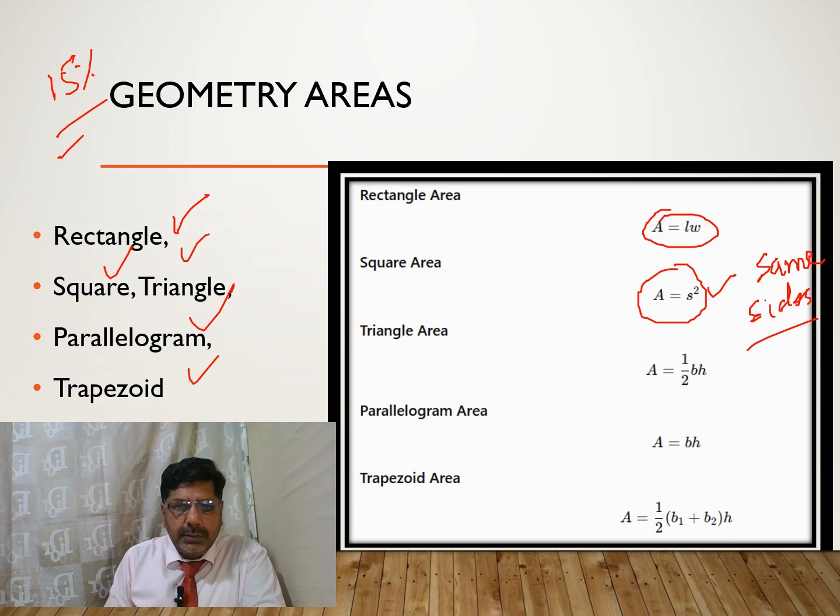When the length of the sides is the same, it's easy to use side squared rather than length and width. For a triangle, the area is half the base times height. For a parallelogram, base and height will help you find the area. And for a trapezoid, it is half times the sum of the two bases, base 1 and base 2, multiplied with the height. You can use these formulas to find their areas.